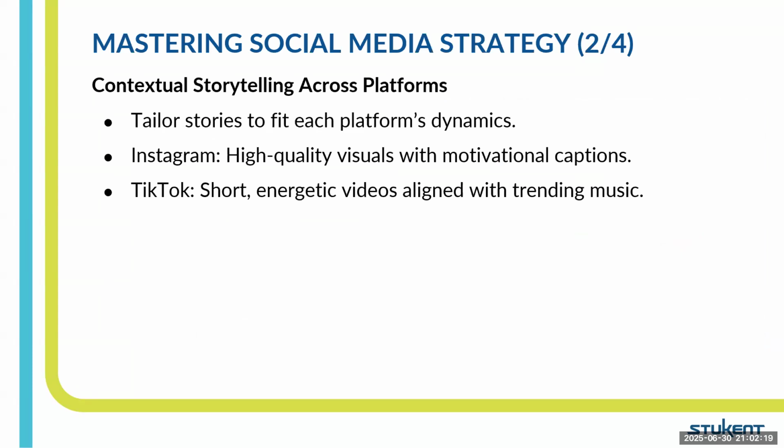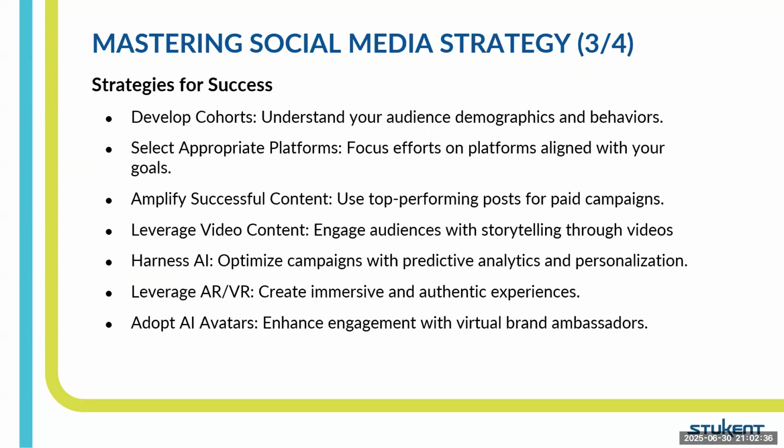Two is having some context where each platform can have a different type of content that tells the same story. This is a good example where it says Instagram, high quality visuals with motivational captions, but then TikTok is shorter and energetic. That is one, based on how the platform algorithms work, but then two, also consider who your audience is on those different platforms.